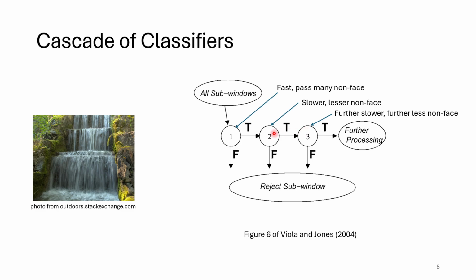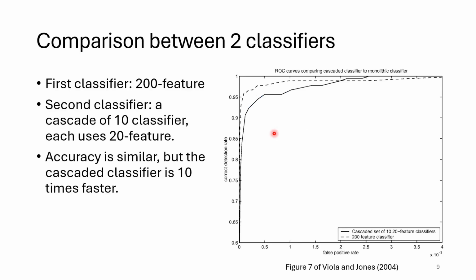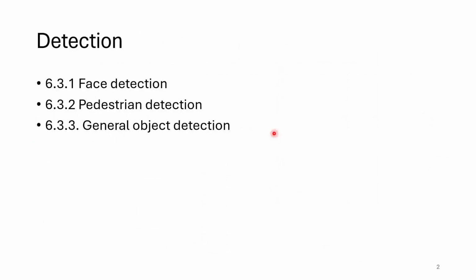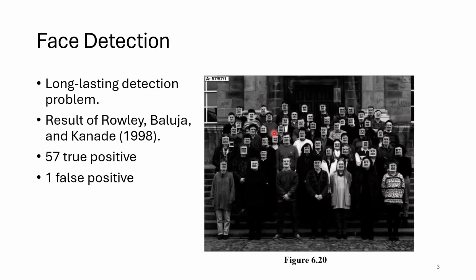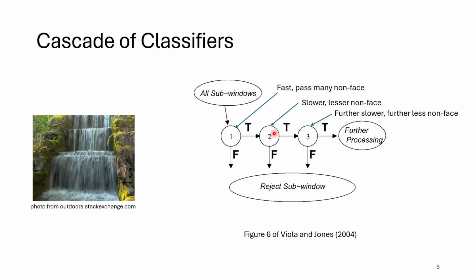Why do I need to design such a cascade? Because they want to speed up the detection time. As you can see here, the accuracy is quite good, but however, it is not very fast. And we will show a table in a later slide to compare their performance and speed.